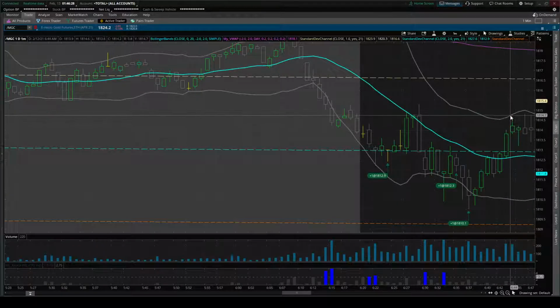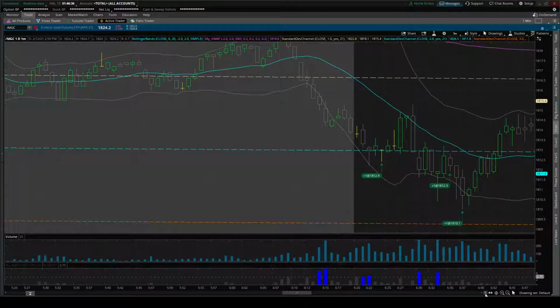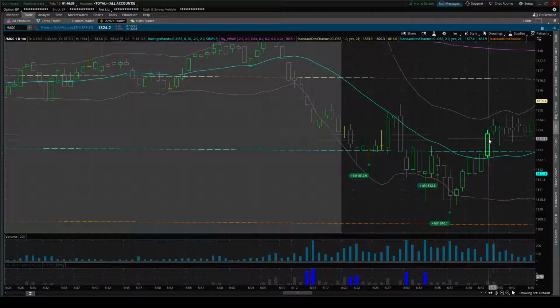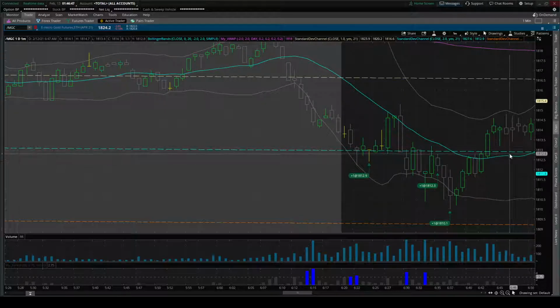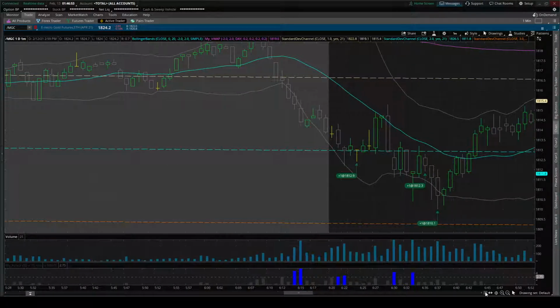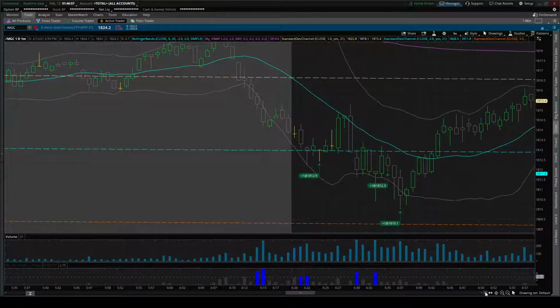See price moving up towards the upper Bollinger Band. This is good. A pullback is fine. It's acceptable. You would expect to see a pullback. And what I'm looking for is really for price to continue to not close below the 20 period moving average, this blue line. And price continues to move up and up.